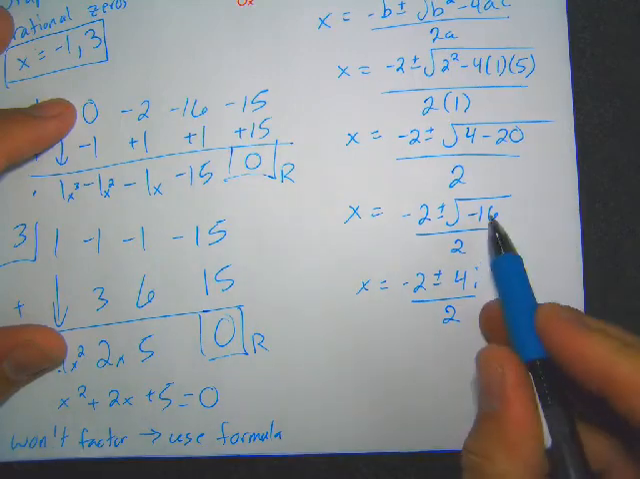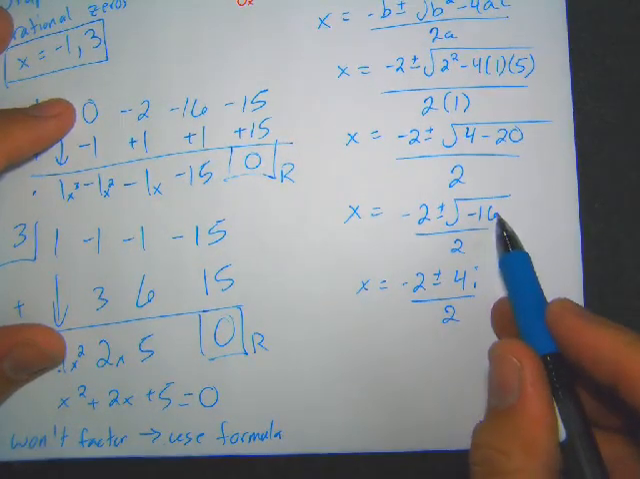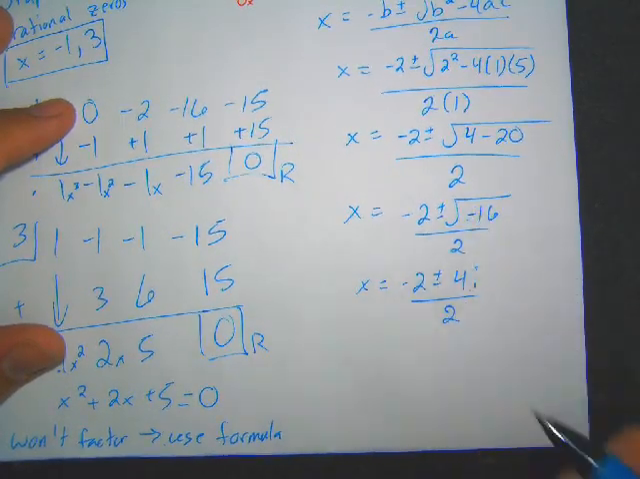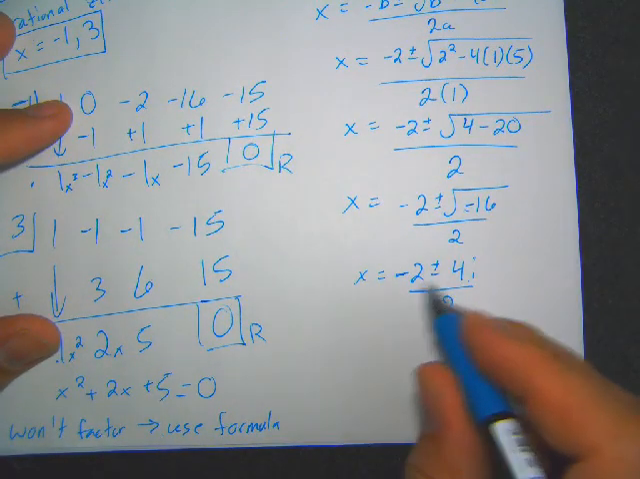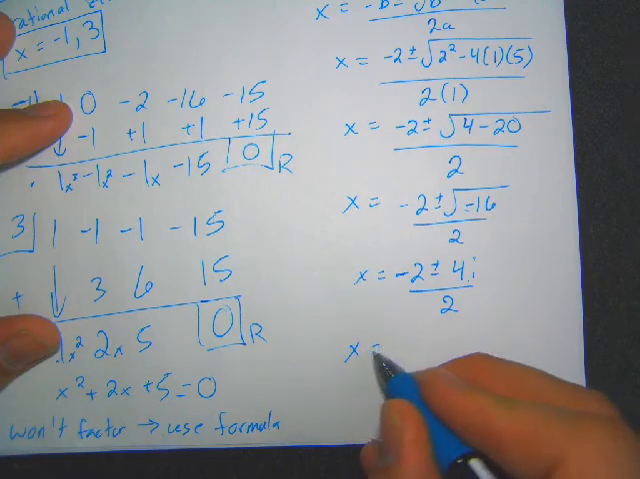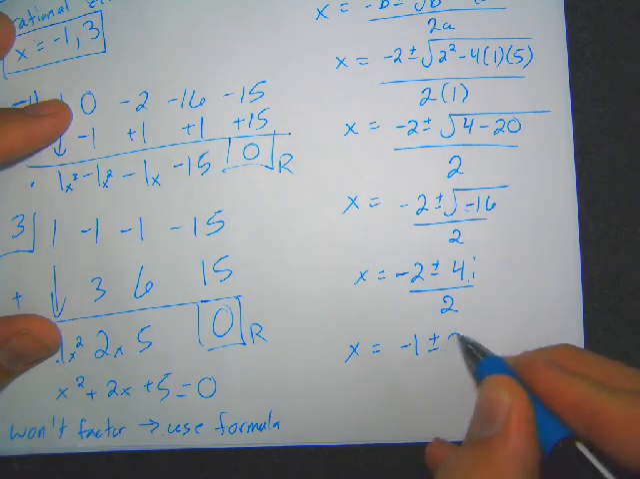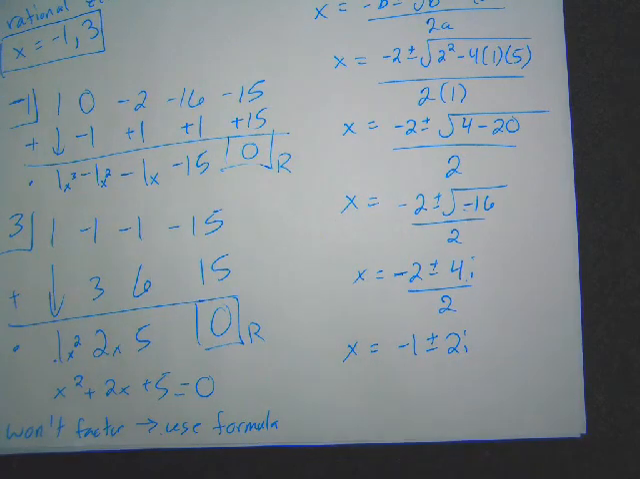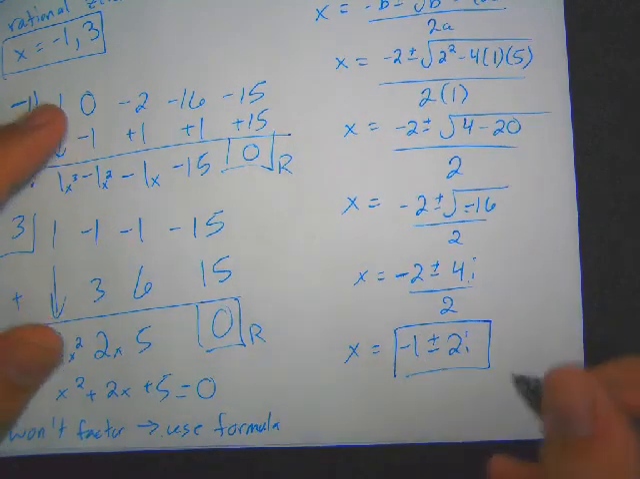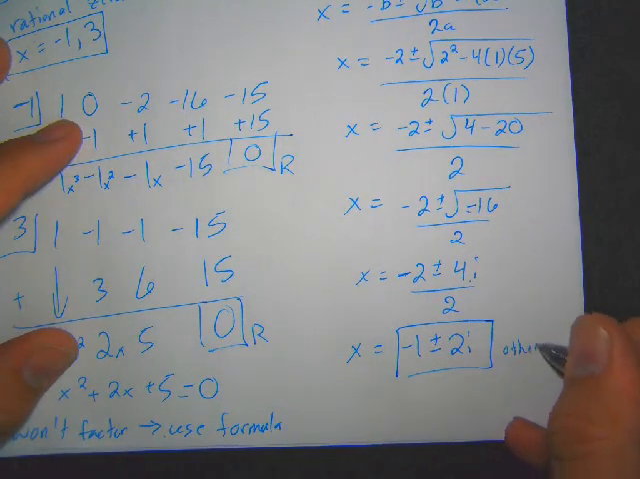So I broke that up because we took the square root of the 16 to get 4, and the square root of the negative 1 to get the i. Now both parts can be divided by 2. So we'll divide and we get x equals negative 1 plus or minus 2i. Remember, standard form for these, you always want the real part first, imaginary part second. Thankfully, when you're using the formula, they're already in that order, so you're good as long as you follow the steps correctly.